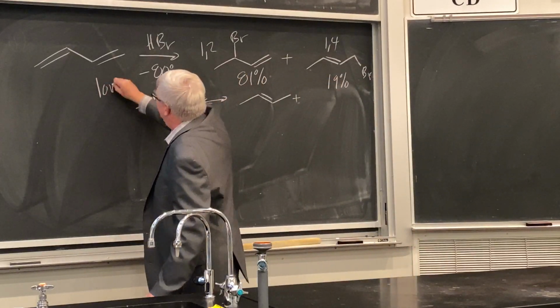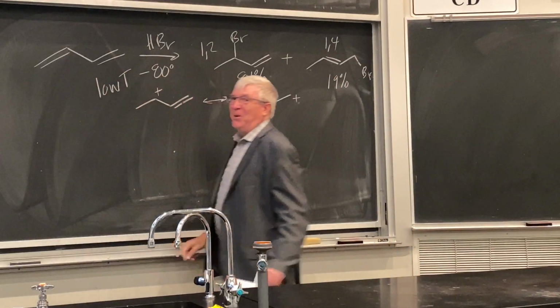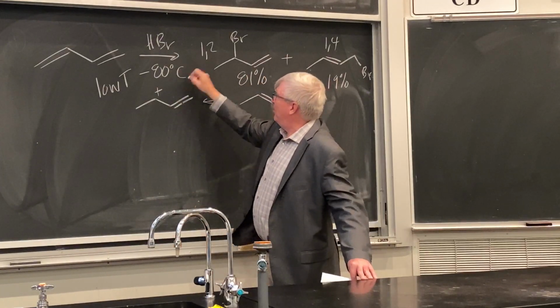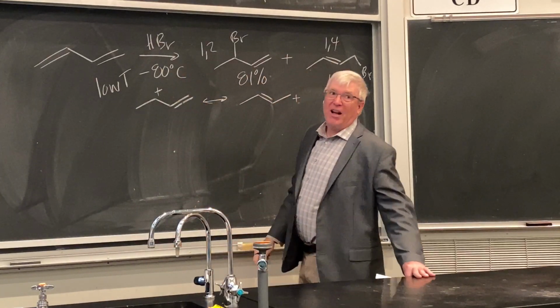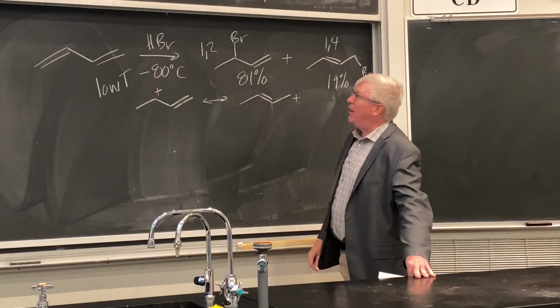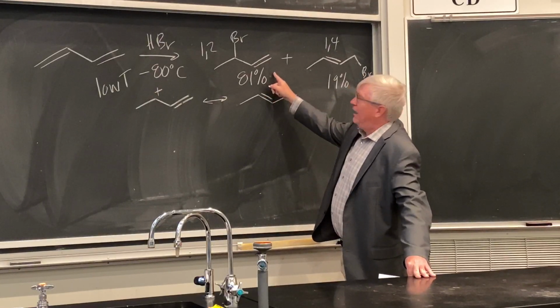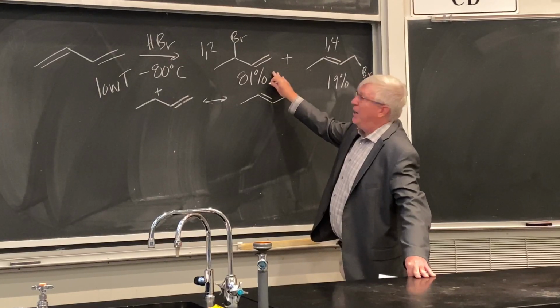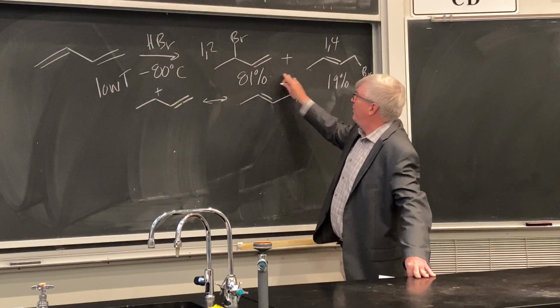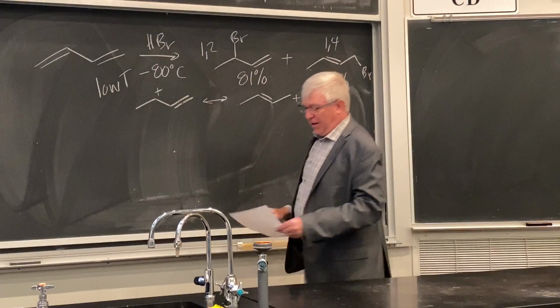Minus 80 degrees, very low temperature, Celsius, whatever. This is a cold bath with dry ice and acetone, cooling that flask down. It's a very fast reaction, still done pretty quickly. Let it go for 20, 30 minutes. You'll get 81% yield of that, the 1,2 product versus that one there.